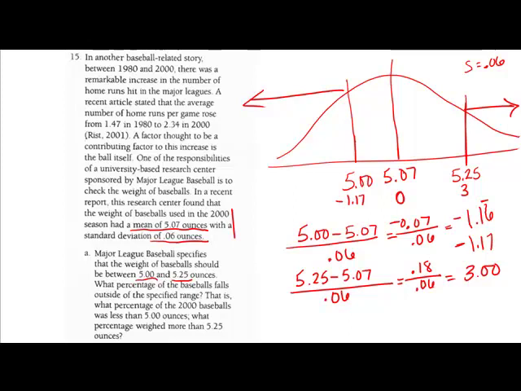So less than a negative, let's find the z table, 1.1, and then over to the 7th column, 0.1210. And positive, I'm going to fold it over, 3. 3.0 is 0.9987.